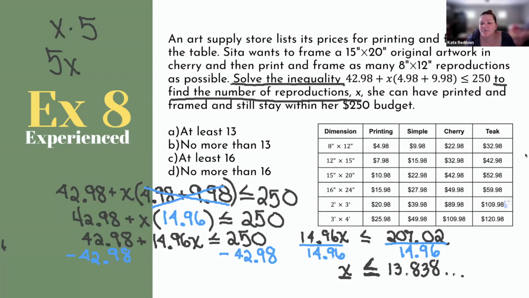Well, what does that thing mean? It means reproduction. So now we got to go find the answer that makes sense. Well, I say two of them have the wrong number. C and D. Exactly. Okay, now I want to talk about the language at least and no more than.